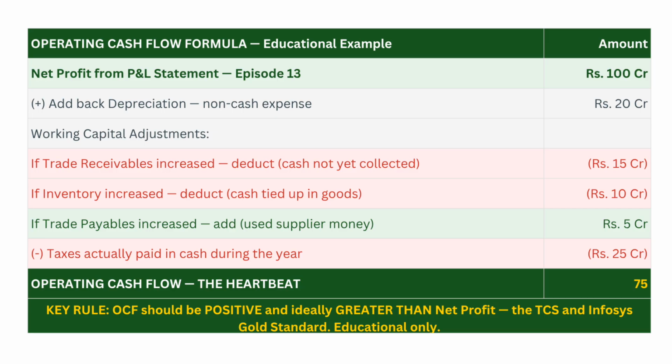If trade receivables increase, deduct cash not yet collected, rupees 15 crores. If inventory increased, deduct cash tied up in the goods, rupees 10 crores. If trade payables increased, add back suppliers' money, that is 5 crores. Then deduct tax actually paid in cash during the year, that is 25 crores. Now we arrive at operating cash flow. The heartbeat is equal to 75 crores. Like this, you have to do it.